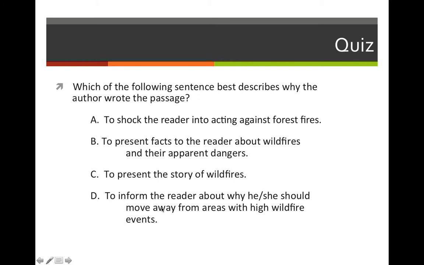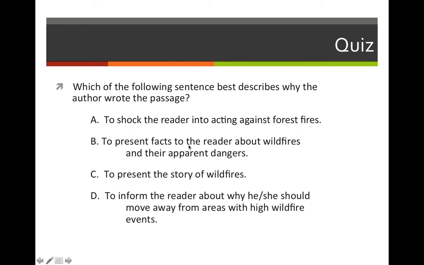We know it's not D because this is a contradictory statement. You're informing the reader about what to do? That's persuasive. So that can't be the answer because that's saying that it's not persuasive, or it's saying that it's an informative article, but also giving you a persuasive context. So we know it's not D.